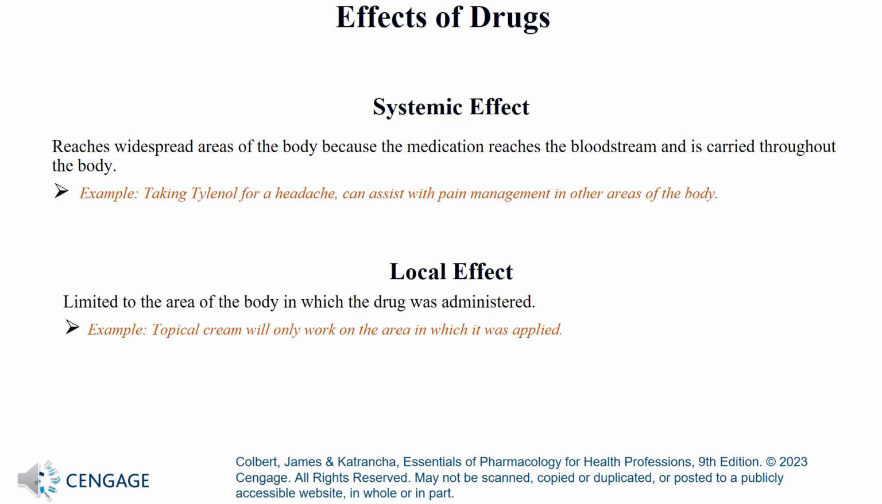When we talk about the effects of drugs on the body, we have systemic effect and we also have local effect. Now, let's see what the systemic effect does. It reaches widespread areas of the body because the medication reaches the bloodstream and is carried throughout the body. An example would be taking Tylenol for a headache, and that can assist with pain management in other areas of your body. Now, the local effect is limited to the area of the body in which the drug was administered. An example of that would be a topical cream that would only work in the area where you applied it.